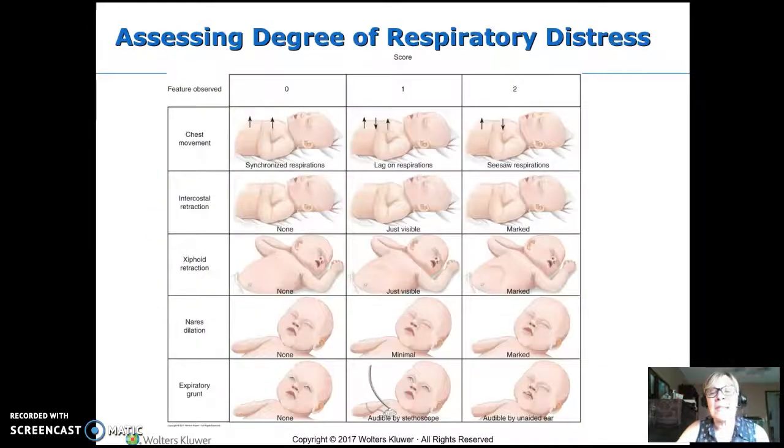So here are some things we're looking for. Synchronized respirations as opposed to those seesaws. And here, you can give a 0, a 1, or a 2, depending on what you hear or what you see. It gives a nice quantitative score. So we're looking at the chest movement, the retractions or indrawing, xiphoid retractions, nares, nasal flaring, and grunting.